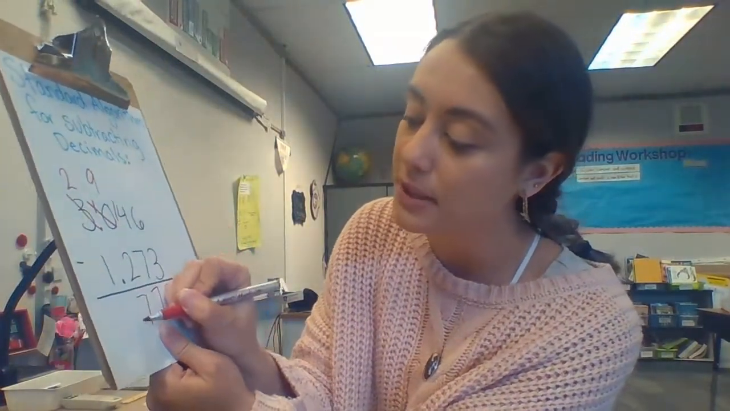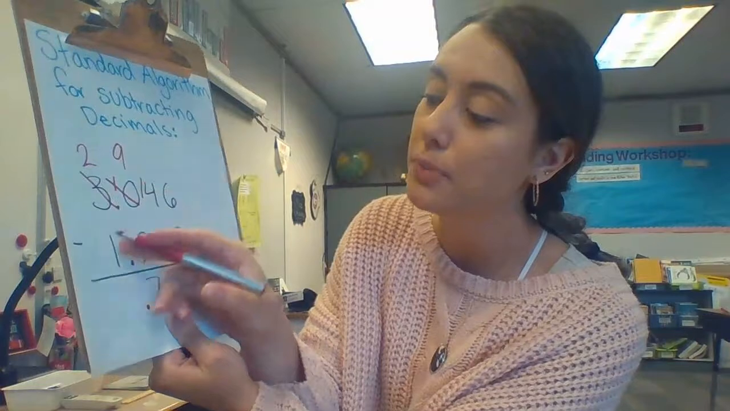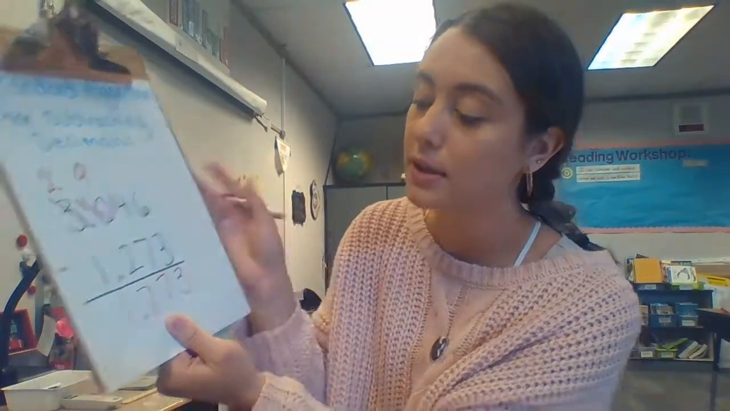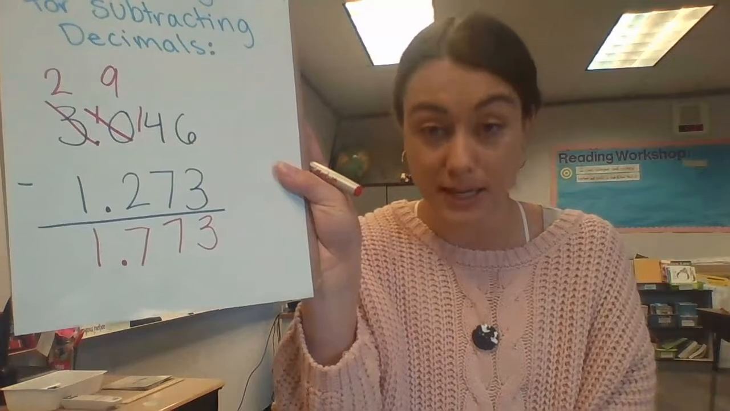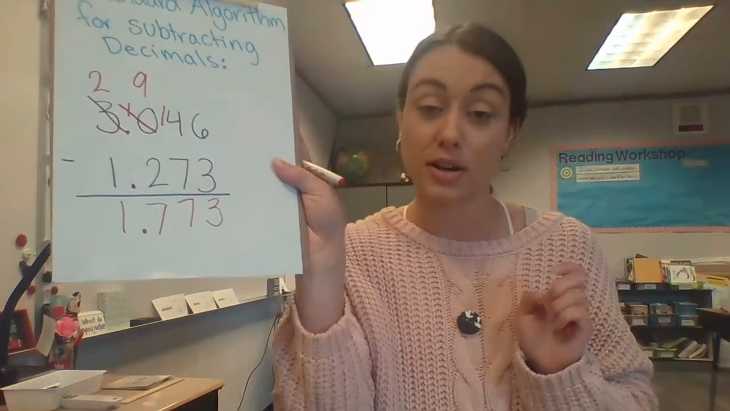And I bring down my decimal. 2 minus 1 is 1. So I got as an answer 1 and 773 thousandths, just like the answer on there.